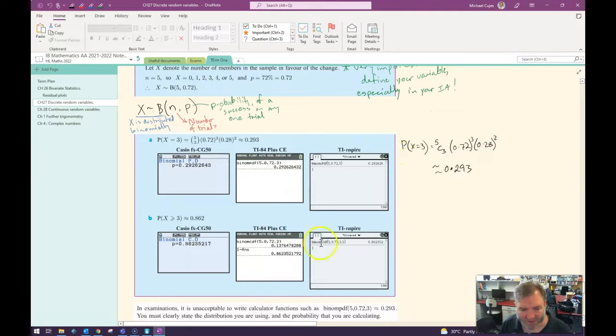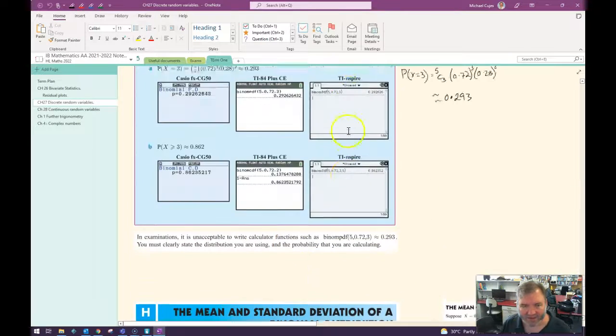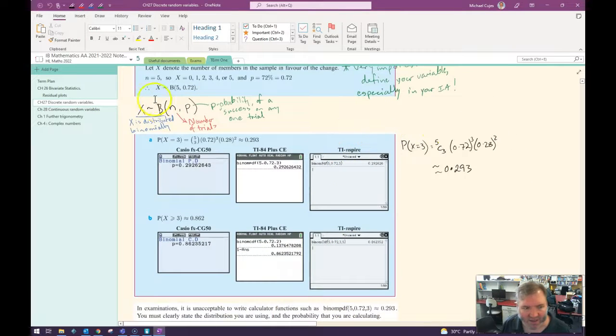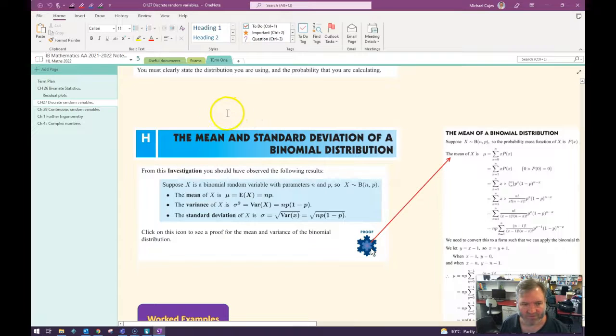To do these calculations, make sure you're writing in your exams this sort of thing. And this, just remember, X tilde B, this is X is distributed binomially, n the number of trials, p the probability of a success. We're going to be dealing with binomial. We're also going to have our normal distribution that we'll look at later for a continuous probability distribution function, and we'll look at that later on.